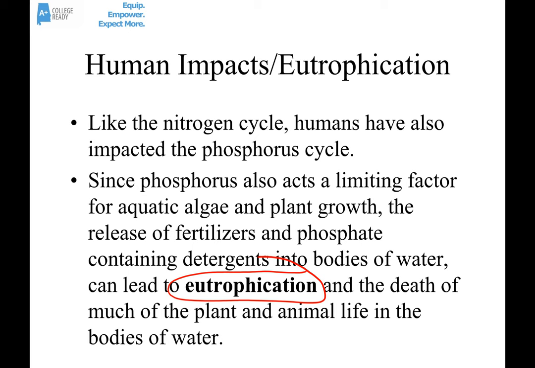So that's usually caused by human interaction with the environment, human waste products being released into some kind of body of water.